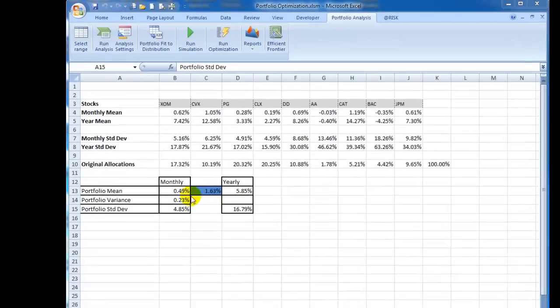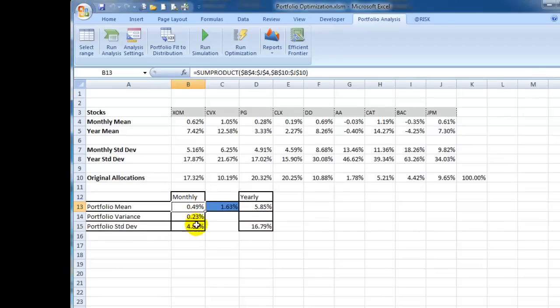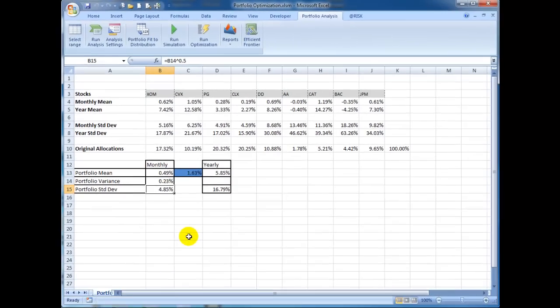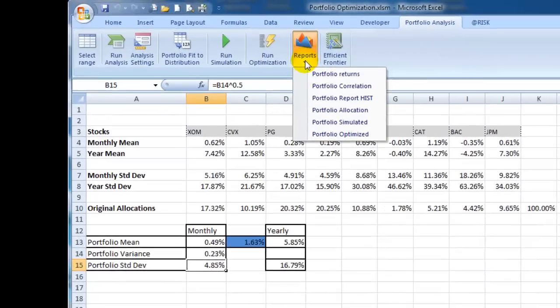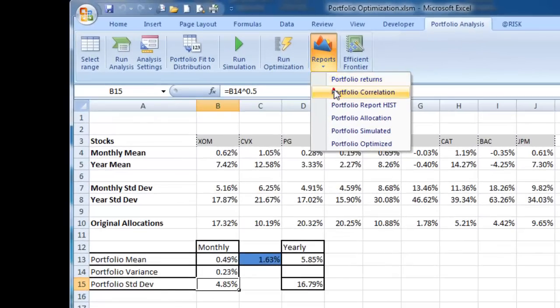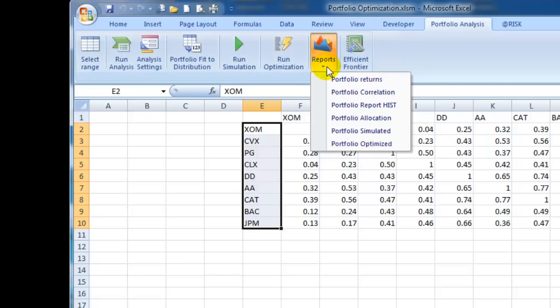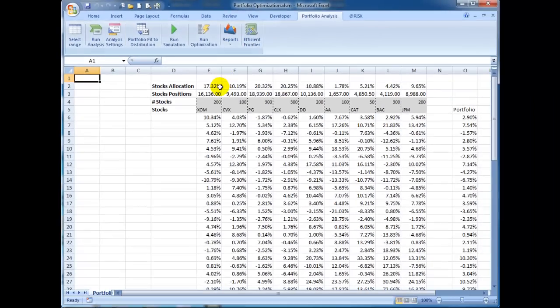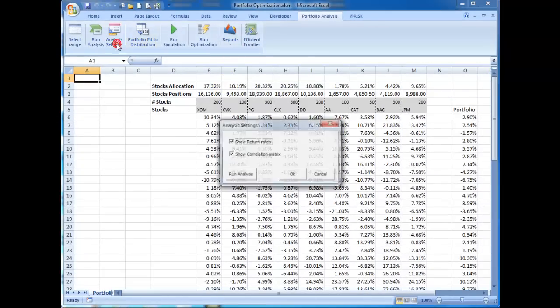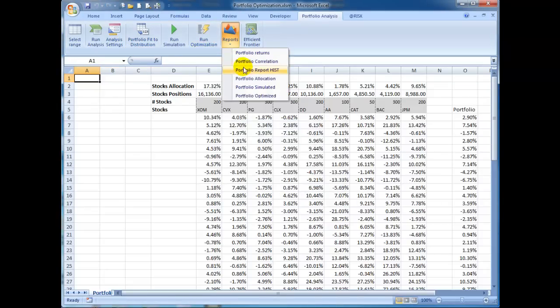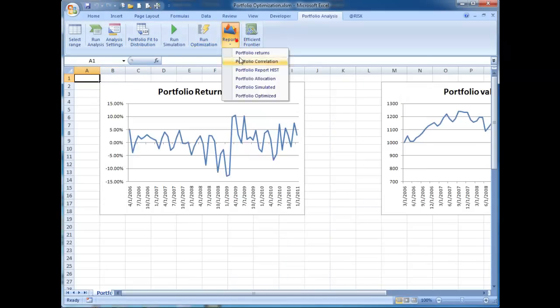The analysis process calculates the portfolio mean and standard deviation based on the provided historical information. This and other results can be reviewed in the Reports option. Correlation matrix and historical returns for each stock will be obtained. These options can be configured in the Analysis Settings option. Finally, two graphs are also generated, the historical returns graph and the portfolio allocation graph.